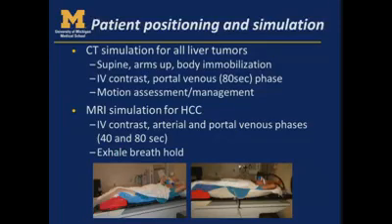Before we had an MR simulator, we would have to negotiate with radiology to make sure they got an exhale breath hold MRI to make sure the liver was actually the same size and same configuration for registration later. And it can be done, it just takes more communication with radiology.